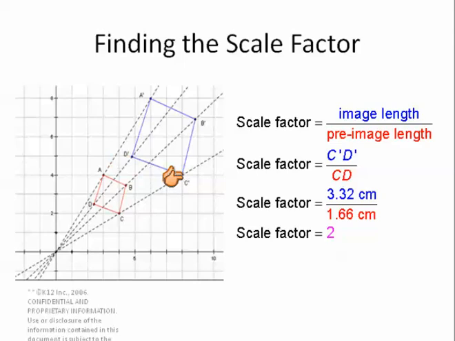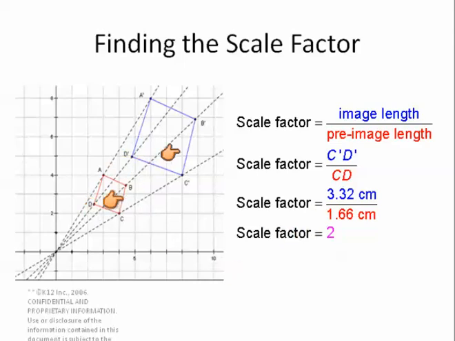You do the same thing on this image that we scaled it up from here, from C to D, and this one looks like it is what, 1, 2, 3, 3 units over and 1 unit up. So 3 by 1 gives you a distance of 3.33 centimeters. If you divide those two, the image divided by the pre-image, the new one divided by the old one, the distance on one side gives you a scale factor of 2.